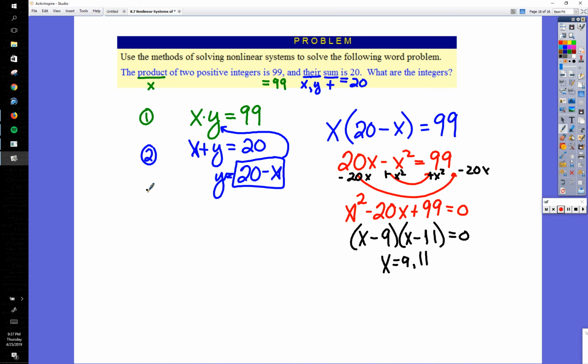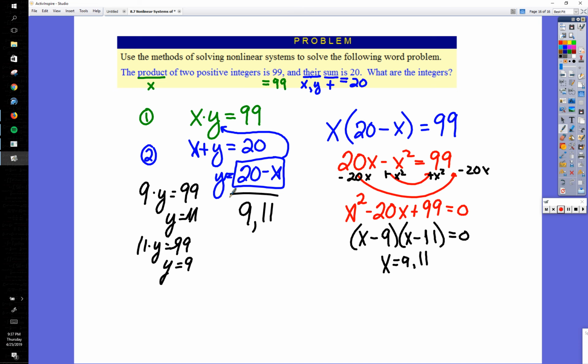But let's verify. If I plug in 9 for x, let's just choose x real quick. And I said, okay, well, what is y? If I divide by 9, y is 11, right? Okay. So if I plugged in 11 for x and solved for y, then notice what I get for y is 9. So the two values I'm talking about here are going to be 9 and 11. And it doesn't matter which order, I just used an arbitrary x and y. So you can see that I can add those and get 20, I can multiply and get 99.